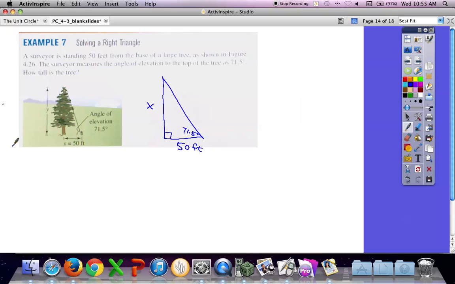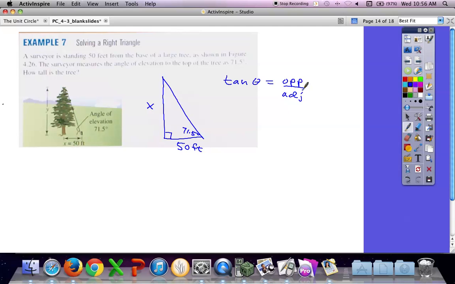Right. Once you've got the triangle set up, first question is, which two of the three sides am I dealing with here? Opposite, adjacent, hypotenuse. Right. This side is opposite. This side is adjacent. All right, so this is opposite and adjacent. Which trig function uses those two? Tangent. So the tangent of theta is opposite over adjacent.